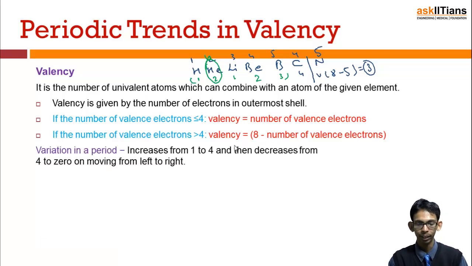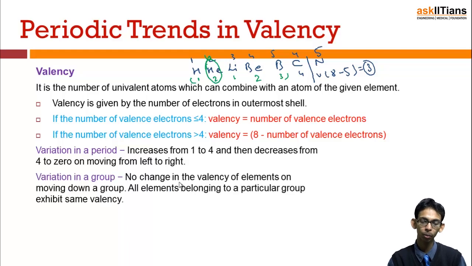Now, variation along a period: valency increases from 1 to 4 and then decreases from 4 to 0 from left to right, because noble gases have 0 valency. Variation in a group: there is no change in the valency of an element on moving down the group. All the elements belonging to a particular group exhibit the same valency. As I told you, the group number defines the valency of an element. That means all the elements of a particular group have the same valency, which is also known as group valency.